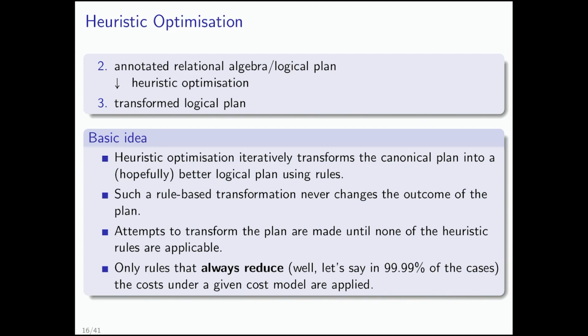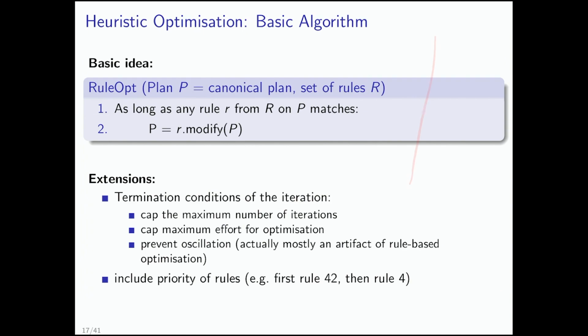Important is you never change the outcome of the plan, so the semantics of the plan mustn't be changed. Of course, you always want to produce the same result. And we will attempt transforming the plan until none of the heuristic rules are applicable anymore. And this is heuristic also in the sense that the rules we will be applying always reduce the costs under a given cost model. So we have a cost model in mind, however, we don't feed the plans we generate in that process into those cost models. That's an important distinction we will be dropping later on, but for the moment we don't need the cost model actually to make that happen.